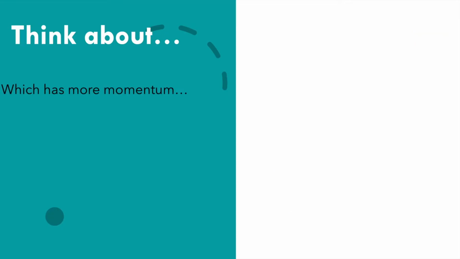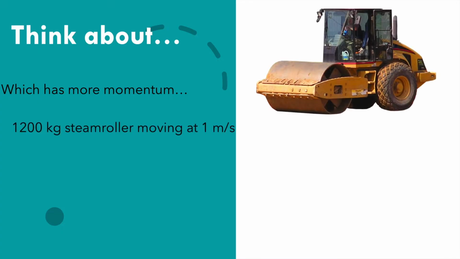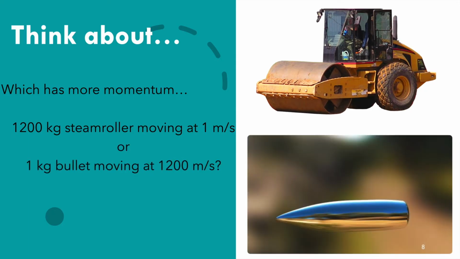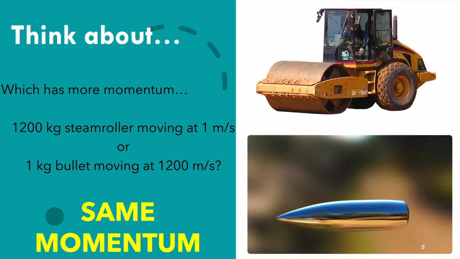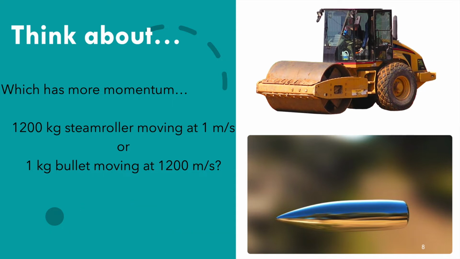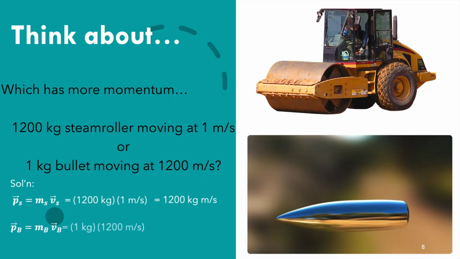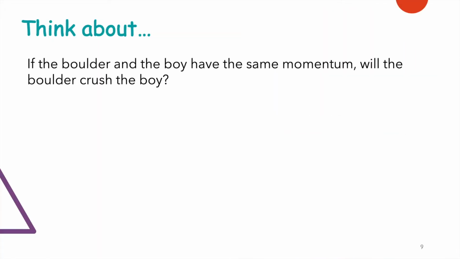For example, which has more momentum? A 1,200 kilogram steam roller moving at 1 meter per second, or a 1 kilogram bullet moving at 1,200 meters per second? The answer is that both of them have the same momentum. If you try to calculate the momentum of each object by multiplying their mass and velocity, you'll yield the same answer. I want you to think about this.